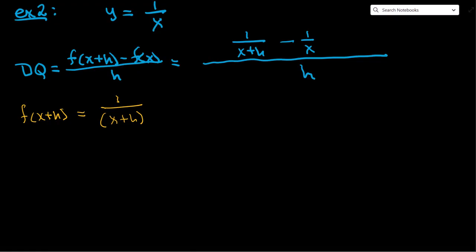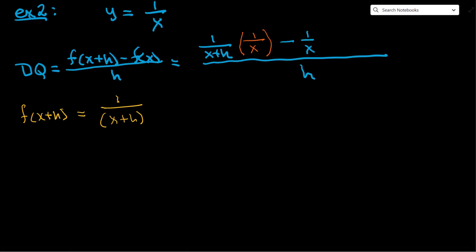Now I want to scoot this first term over a little bit. So I'm going to do 1 over x plus h with a little bit of space there. In the numerator, we now have a fraction minus a fraction. Well, when you have a fraction plus, or in this case, minus a fraction, you have to have a common denominator. The common denominator in this case is achieved by taking the first fraction and multiplying it by the denominator of our second fraction. Here's the denominator of the second fraction.